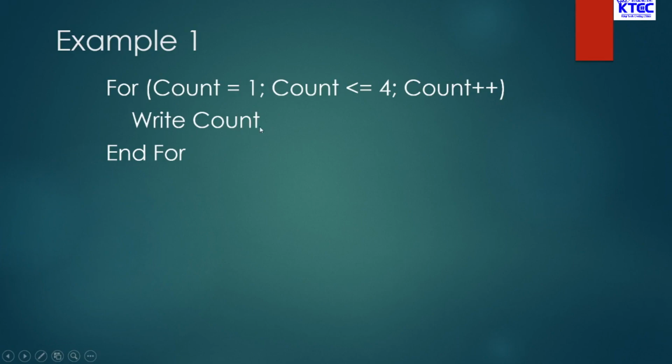So you write 1. After that, we check: is count less than or equal to 4? Yes, 1 is less than or equal to 4. So we add 1 to what? The 1, making it 2. Then we write 2.